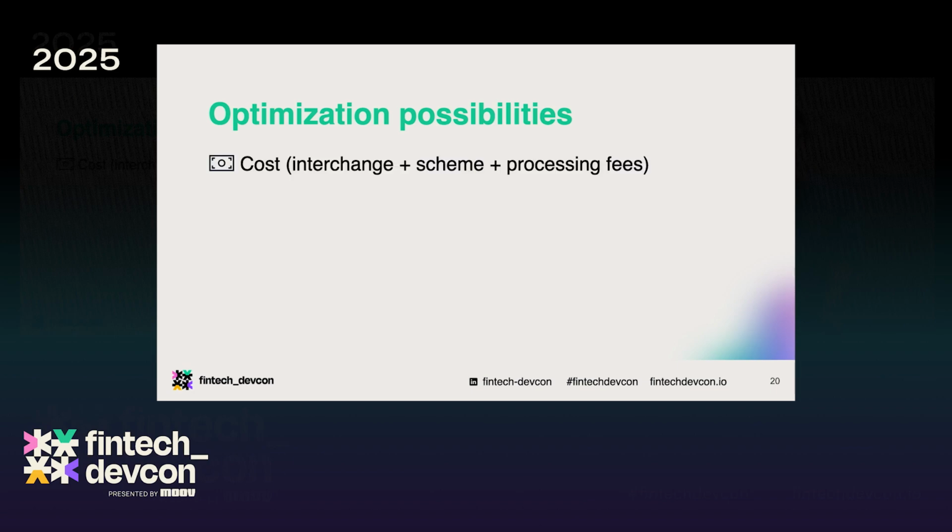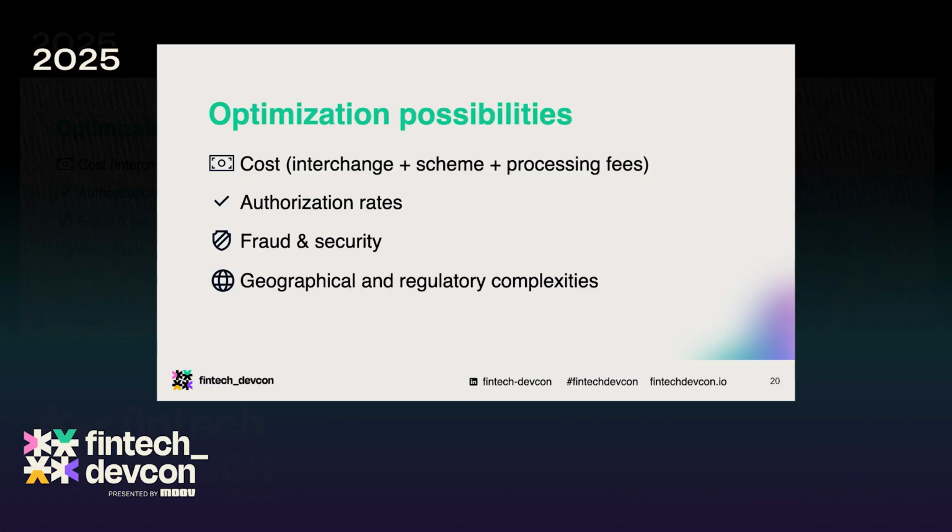First of all, we can optimize for cost, mostly keeping in mind the interchange fees, but also the scheme and the processing fees. We can optimize for authorization rates. Some schemes or some issuers, depending on some factors, might have higher authorization rates. We can also optimize for fraud and security. If we're dealing with multiple processors, some processors might have better fraud detection systems for certain merchant categories, for example. And finally, one thing that we always have to keep in mind are geographical and regulatory complexities. That's just something we can't ignore and we always have to deal with.